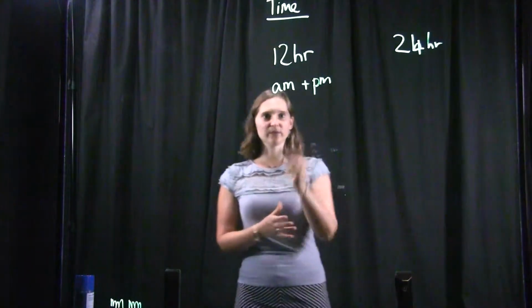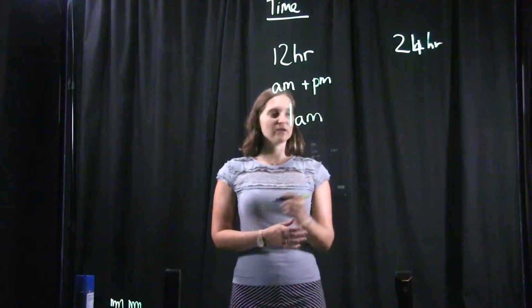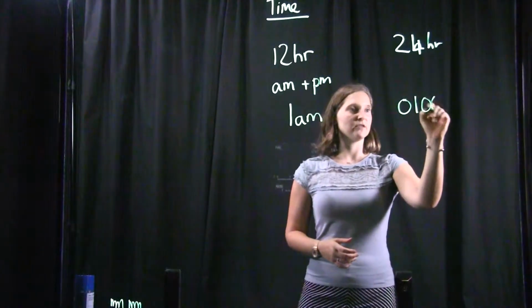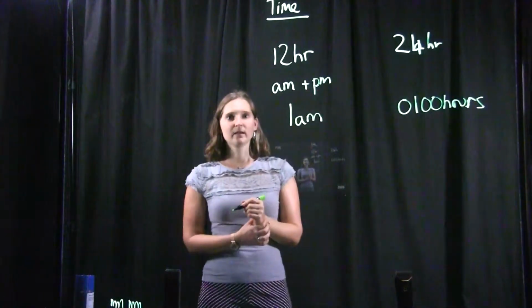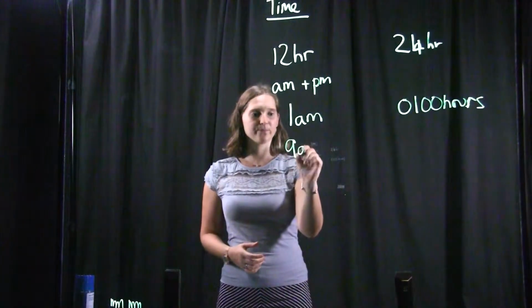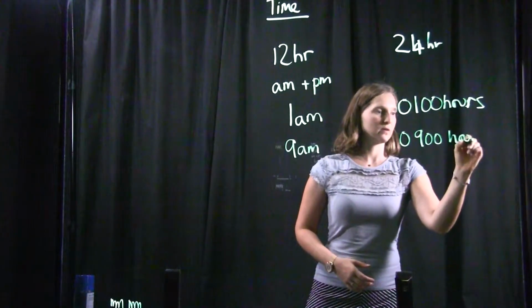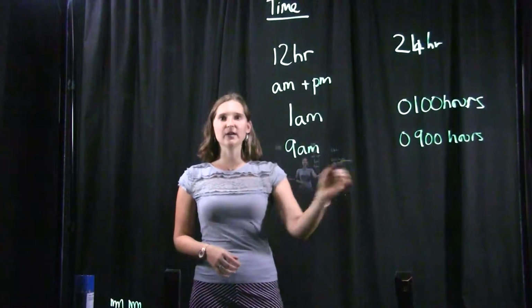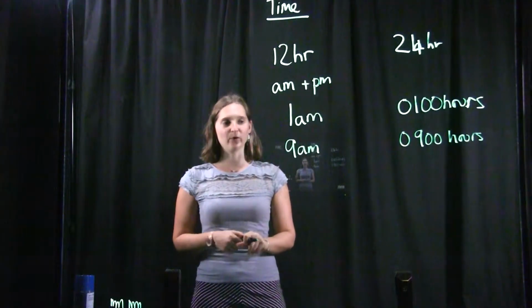So let's do some examples. If we had 1 AM in the 24-hour clock, that would be 0100 hours. If we had 9 AM, that would be 0900 hours. So for the AM times, there's really not that much difference in the way you display them. It's the PM times where we get a little bit more complicated.